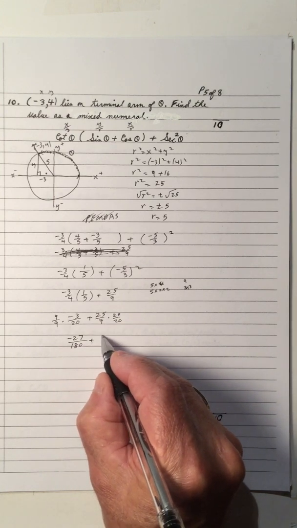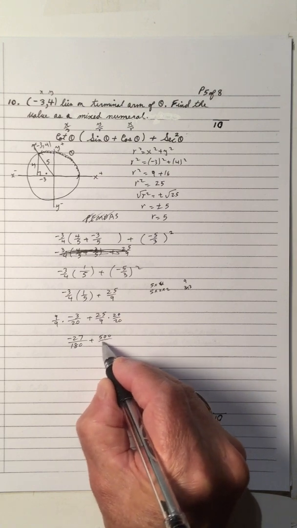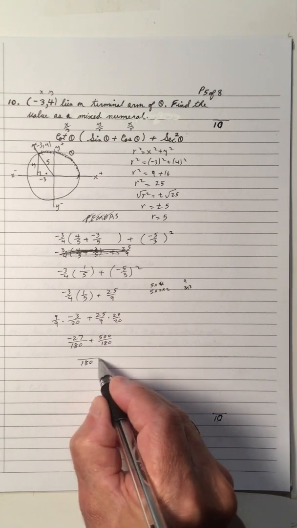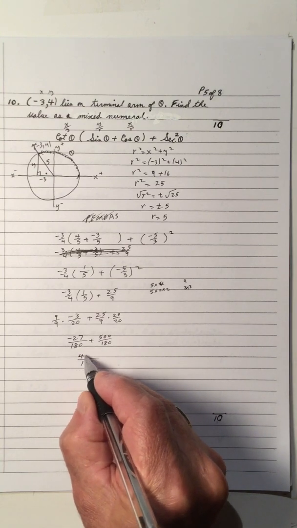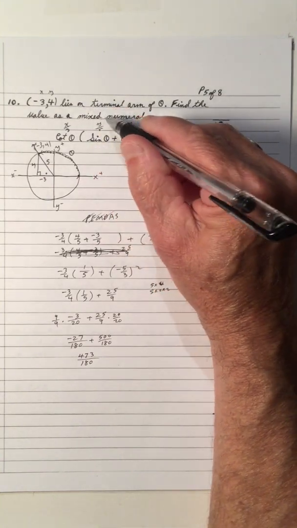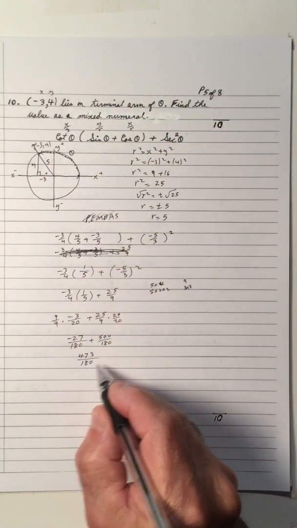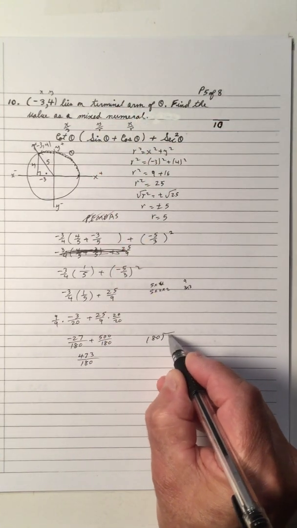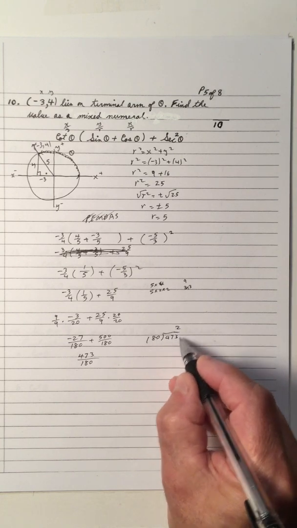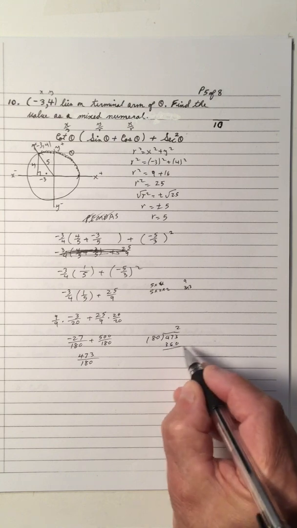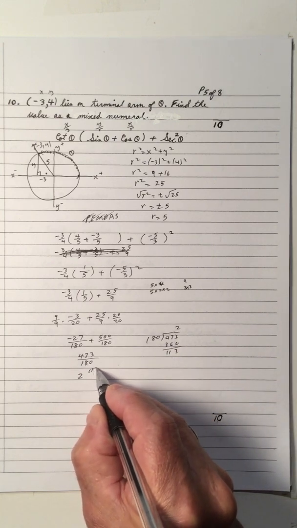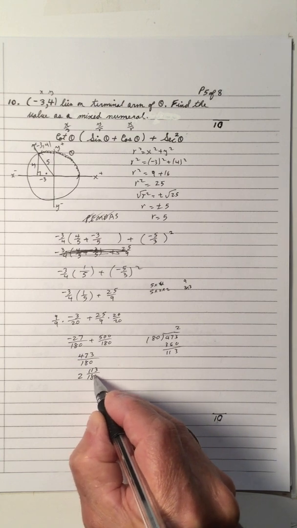And that gives me 500 over 180. Add, common denominator is 180, and I get 473. And I said change it to a mixed numeral. So when we divide 180 into 473, it goes twice, so that's 360. That gives me 113. So it's 2 and 113 over 180.